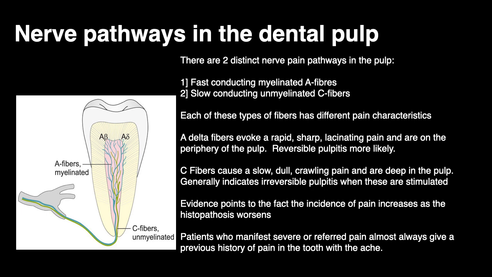So just briefly, let's run through the nerve pathway in the dental pulp. This is obviously quite a detailed topic in itself, so I'm just going to go through the basics. You've got two different nerve pathways in the pulp. The first is fast conducting myelinated A fibers, and the second is slow conducting unmyelinated C fibers. Each of these fibers has a different pain characteristic, and the A delta fibers normally evoke a rapid, sharp, and sort of searing pain. C fibers cause a slow, dull, and crawling pain.